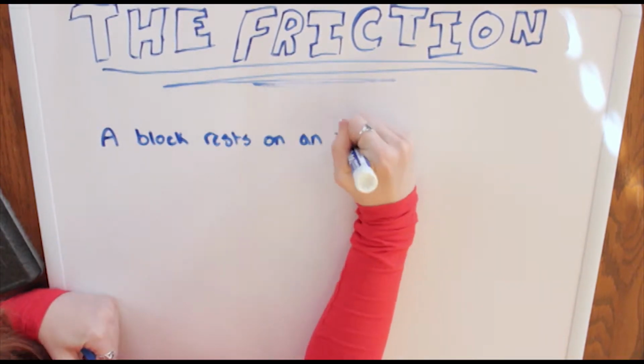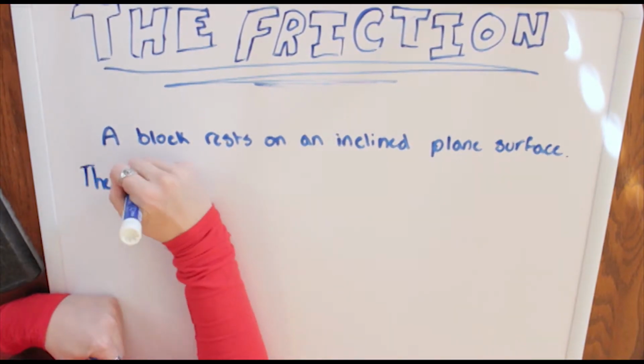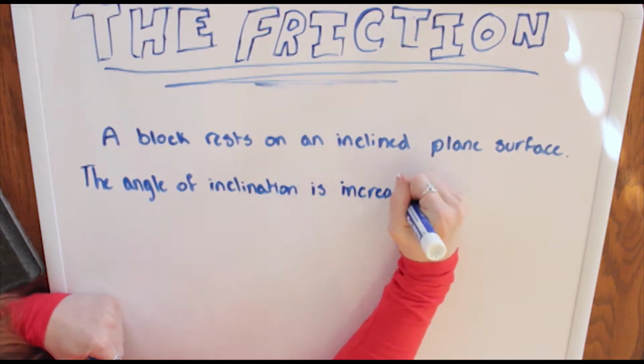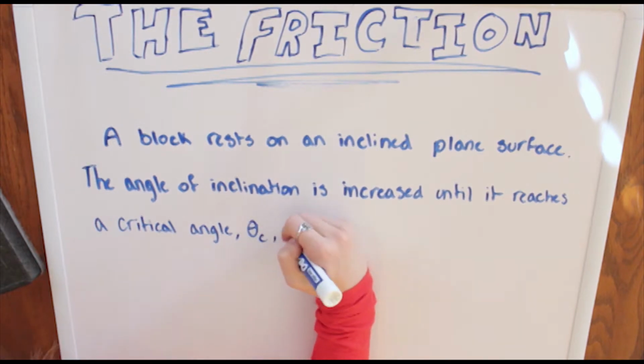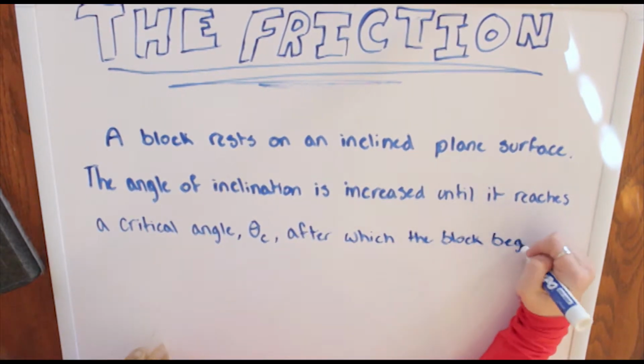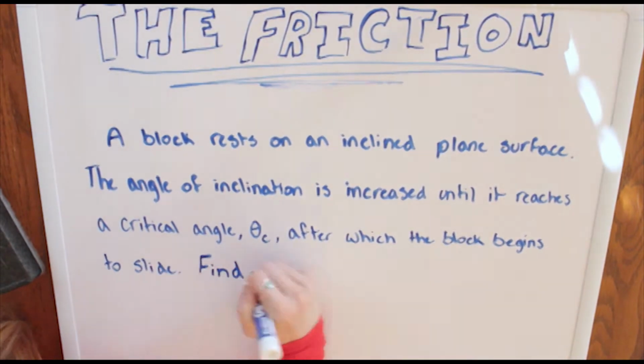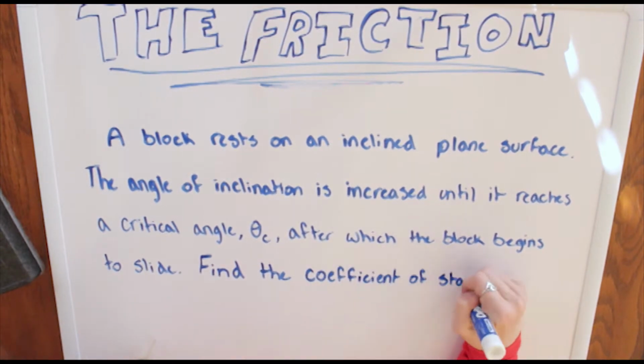Say you are given a problem where a wooden block is resting on an inclined plane. The inclined plane is at a critical angle, where if it is increased any more, the block will begin to slide down the inclined plane. Given this information, find the coefficient of static friction.